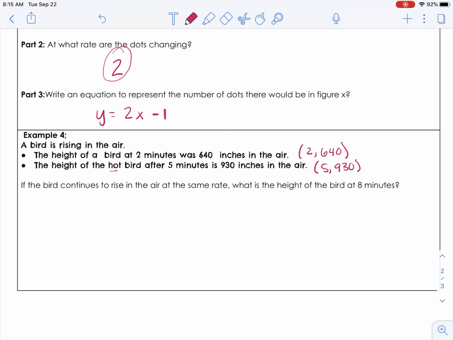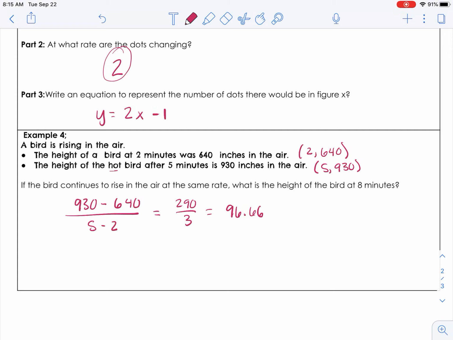So the first thing we always want to do is find that rate of change, or the slope. So I'm going to find my change in y over change in x. I'm going to subtract my y values and subtract my x values. If I calculate that, I'm going to use a calculator. I'm going to say 930 minus 640 is 290, over 3, which is equal to 96.66. So we'll round that off there.